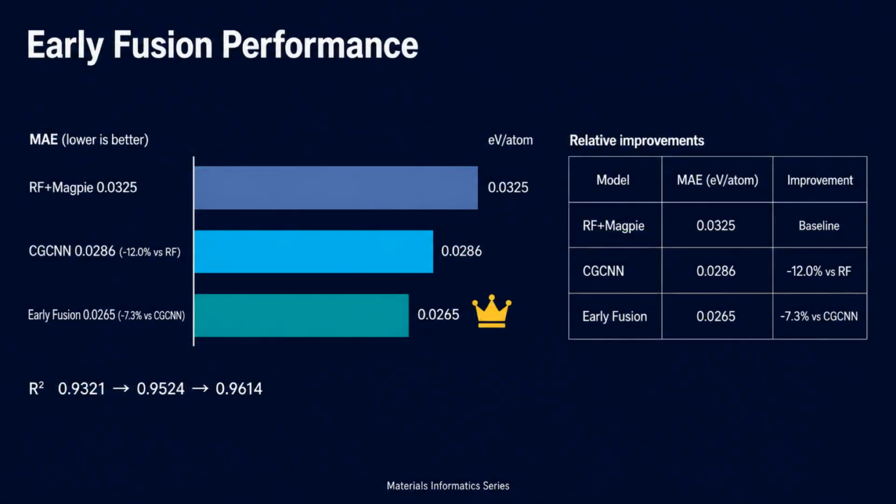Early fusion shows impressive performance gains. On Matbench formation energy prediction, random forest with MagPie achieves good baseline performance. CGCNN alone achieves better results. Hybrid early fusion achieves the best performance, showing meaningful improvement over random forest and improvement over CGCNN alone. The R-squared also improves with the hybrid approach.